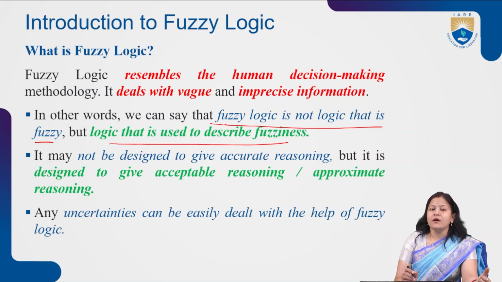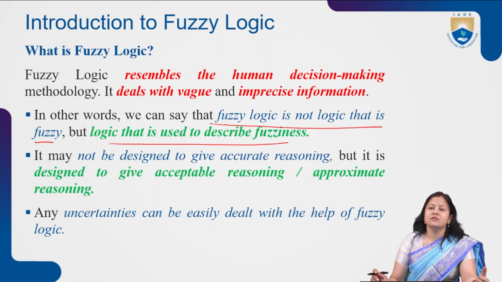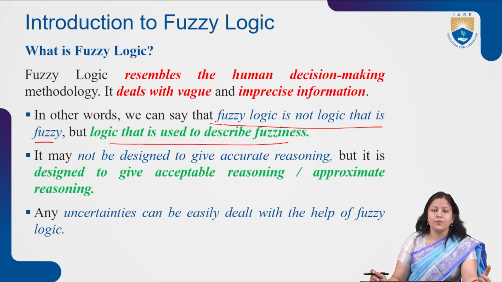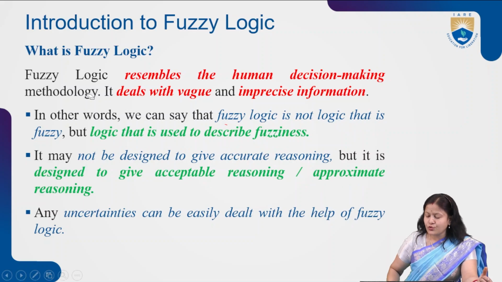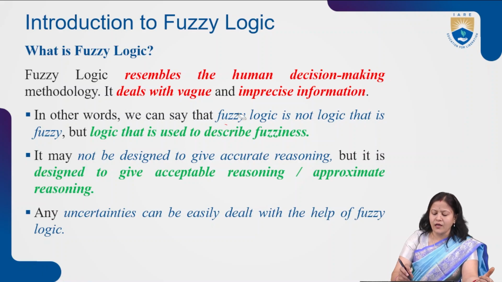It may not be designed to give accurate reasoning, but it is designed to give acceptable or approximate reasoning. That is why it is called acceptable or approximate reasoning. Any uncertainties can be easily dealt with the help of fuzzy logic. Especially, fuzzy logic is used to handle uncertain situations or uncertain environments.